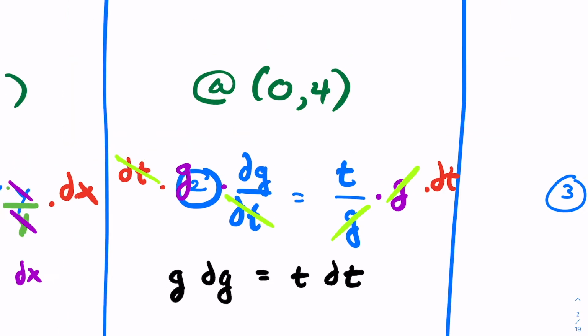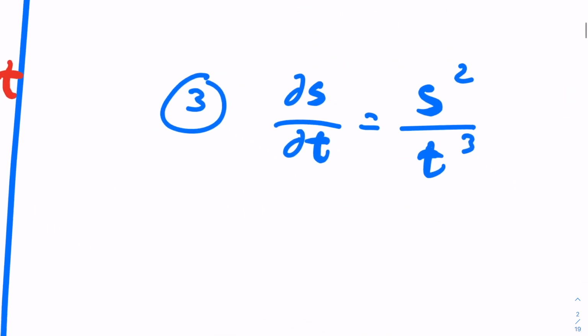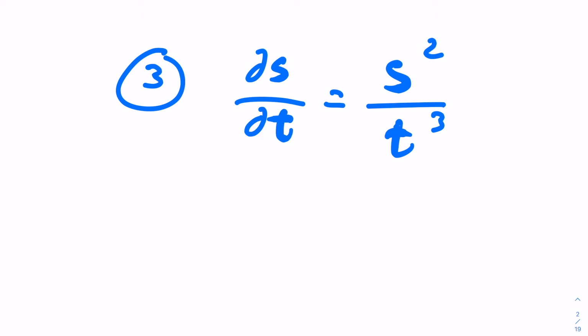Okay, so pause the video here, and try this one on your own. And then press play whenever you're ready. Okay, so since ds is at the top, we're going to keep it at the left. The s's will be on the left, the t's will be on the right. So to move the s squared to the left, I'm going to have to divide by an s squared.